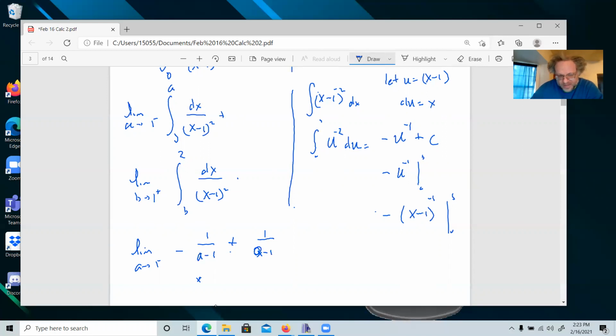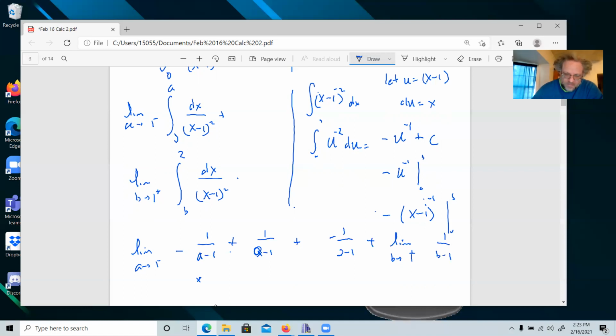So since we have this, we can substitute our a and our b over here. So plus, because we are adding the integrals, we have negative 1 over (2 minus 1), minus a negative, and we have the limit as b approaches 1 from the right, and this is 1 over (b minus 1).